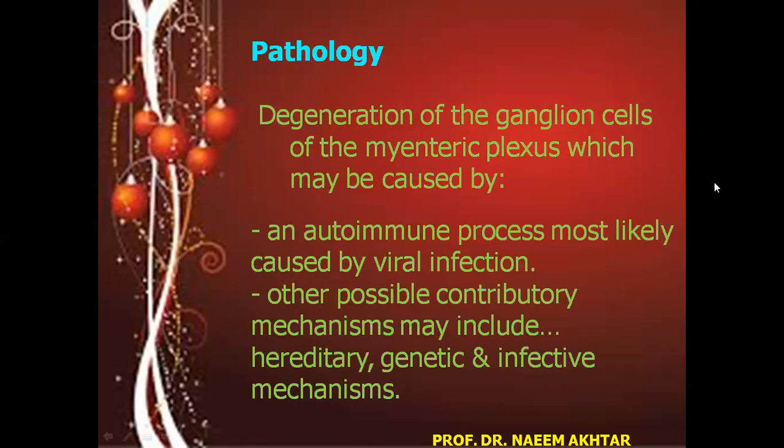As far as the pathology of cardiac achalasia is concerned, this is characterized by the degeneration of the ganglion cells of the myenteric plexus, which may be due to an autoimmune process, most likely caused by viral infection. But there are some other possible contributing factors, for example, hereditary factors, genetic and infective mechanisms may be involved to cause the degeneration of the ganglion cells of the myenteric plexus.